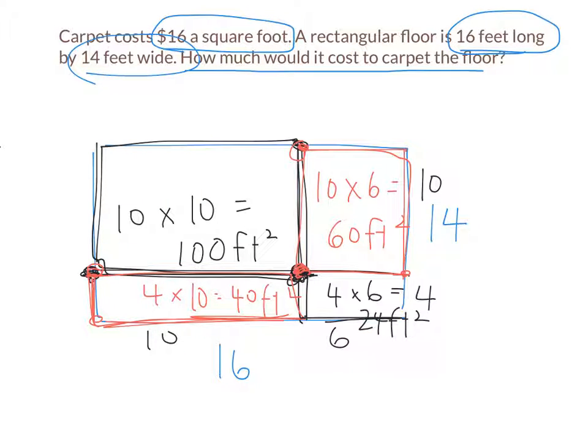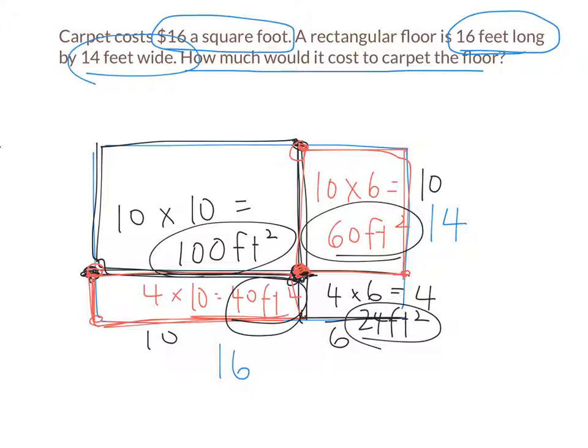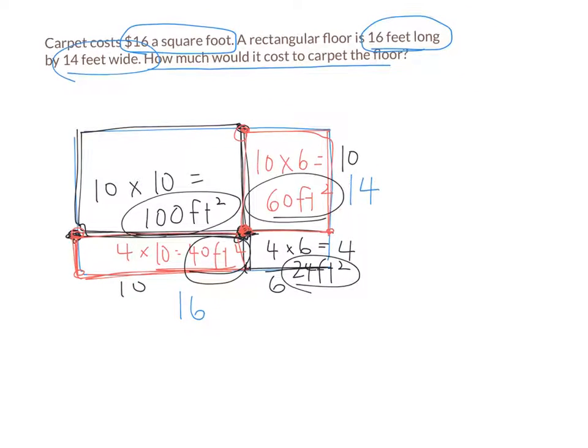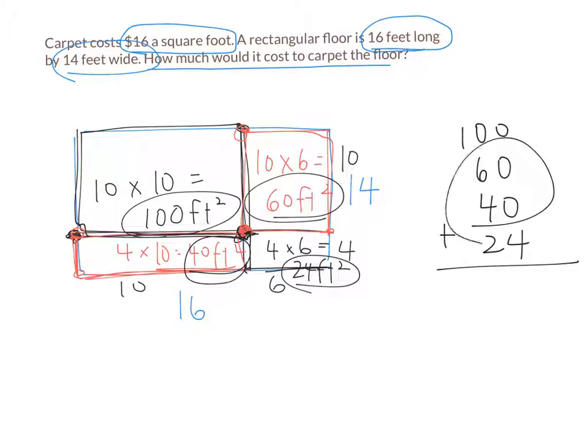So if I want to find the total area, all I need to do is add up my partial products. How many partial products do I have? 4. Because how many smaller rectangles did I divide it up into? 4. So let's add up those 4 partial products. I can do 100 plus 60 plus 40 plus 24. Now, instead of adding it, I can use what I know about number facts. Can I see right here, 60 plus 40? What does that equal? So I can think of this as 100 plus 100 plus 24. So altogether I have? So is my final answer 224 square feet?